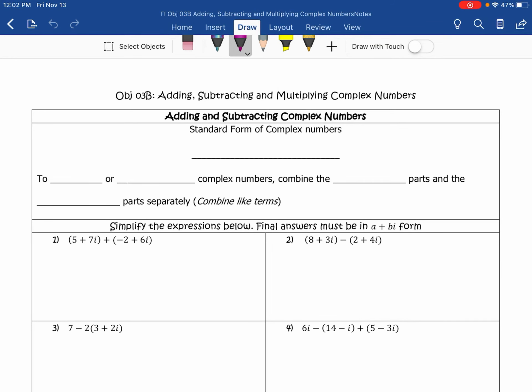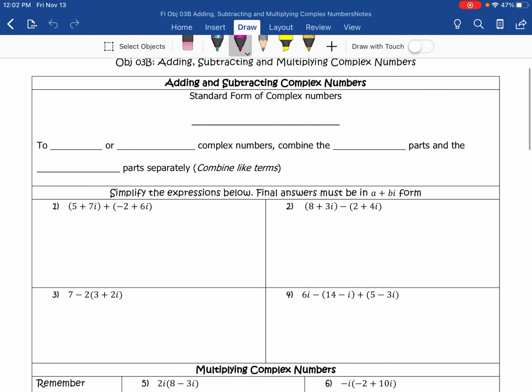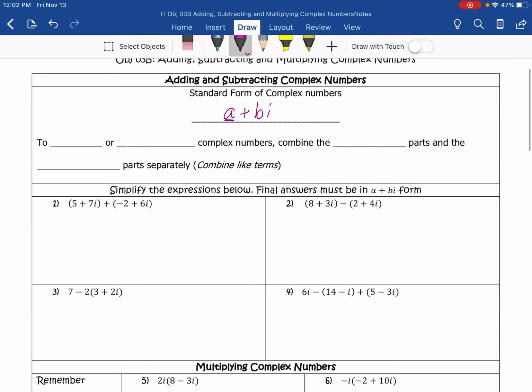Okay, so now we're going to talk about adding and subtracting complex numbers. This isn't too bad. We'll see how you feel about multiplication, but we'll worry about that when we get to that. So first thing, standard form of complex numbers. We talked about this before. Standard form is a plus bi. A is your real part, bi is your imaginary part. So in your answers, you should have your plain number first, then your imaginary number, okay?